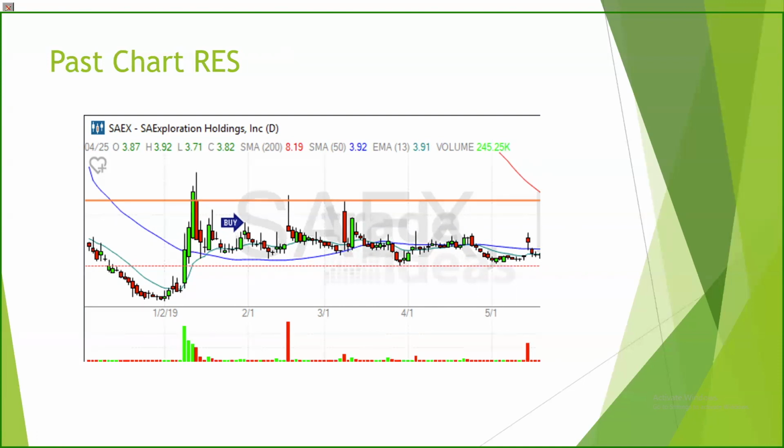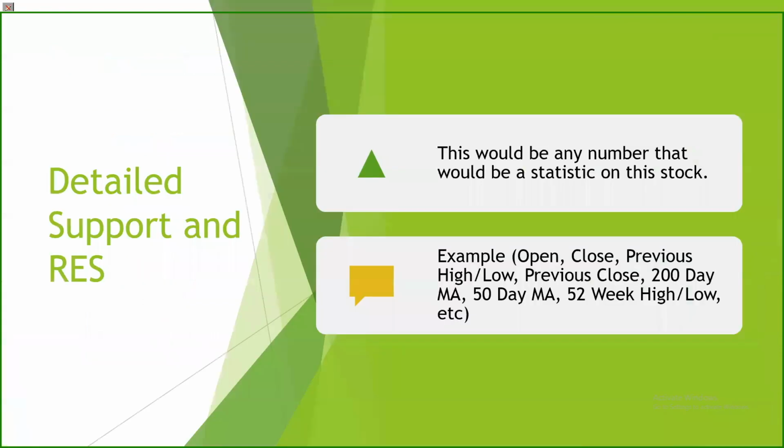So we have natural, right? Natural and past chart so far. Now we have three. And what's our third one, guys? Detailed support and resistance. Kind of gave it away right here. This is called detailed support and resistance. Now, if you see RES, that's just an abbreviation for resistance. So, detailed support and resistance.